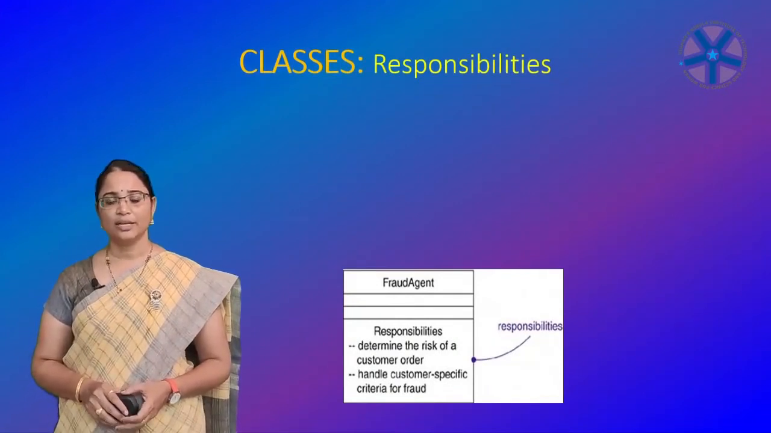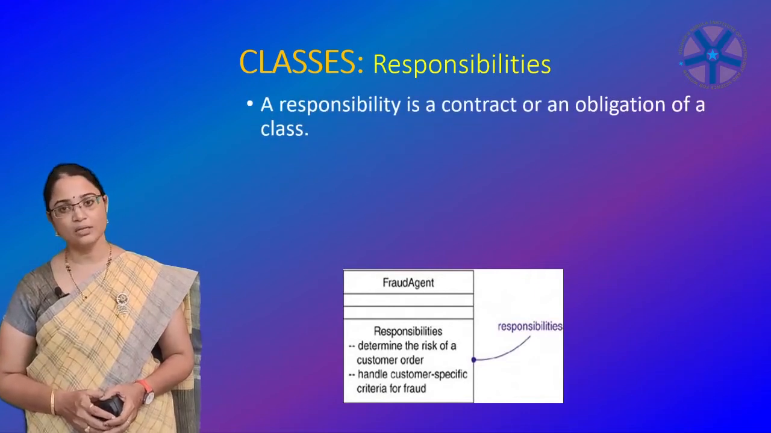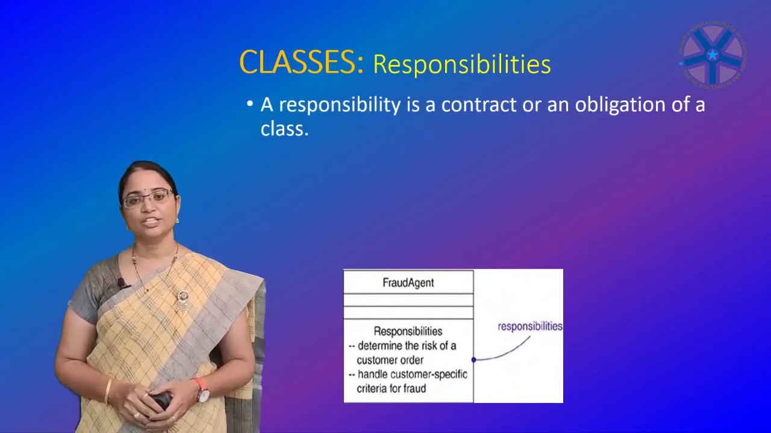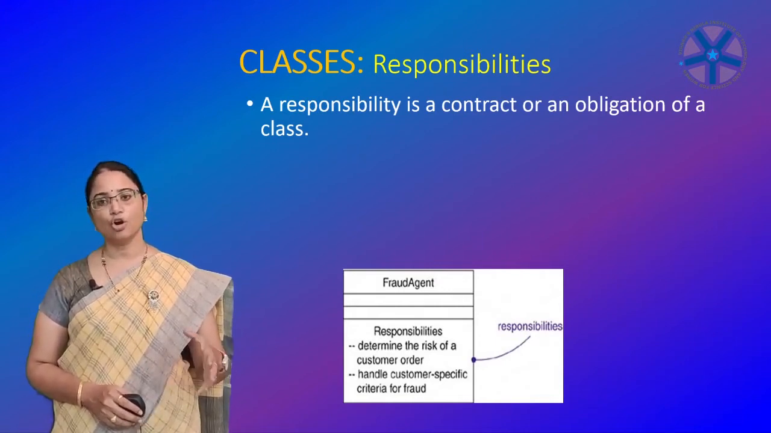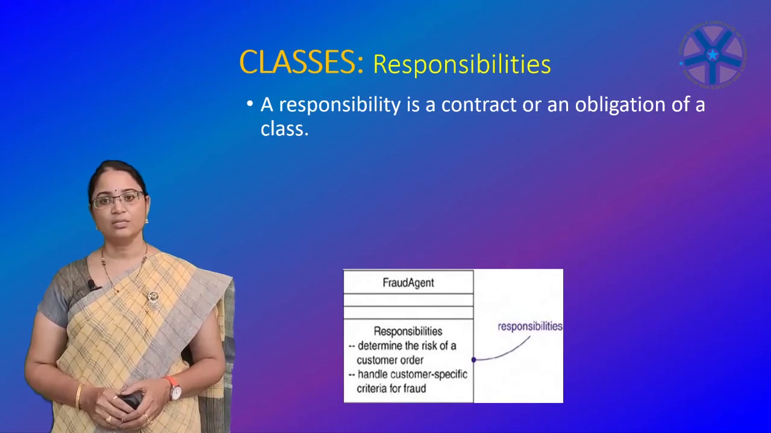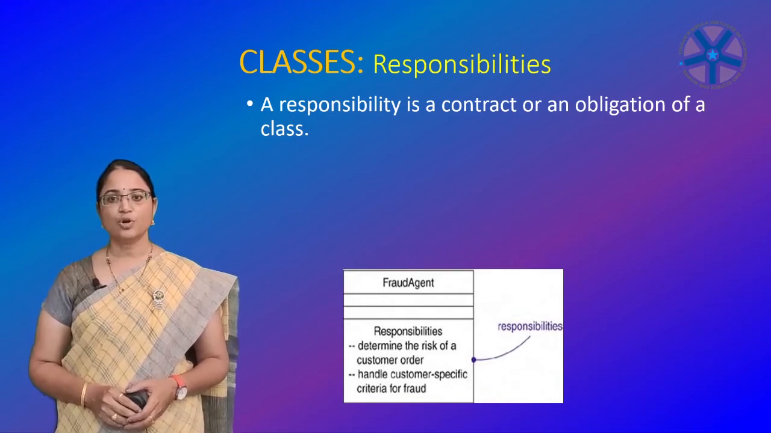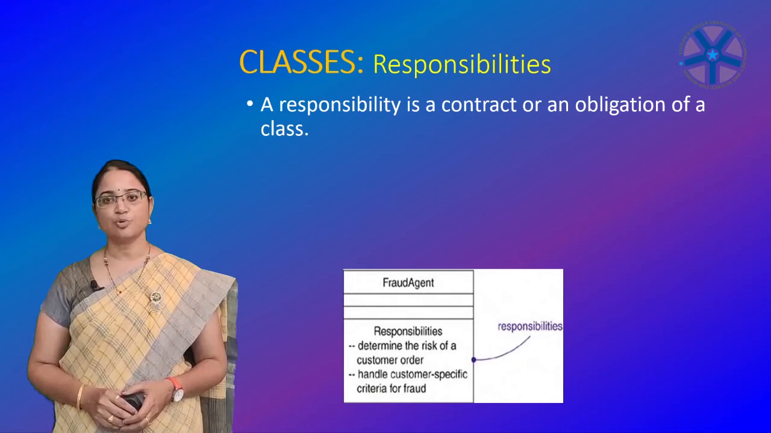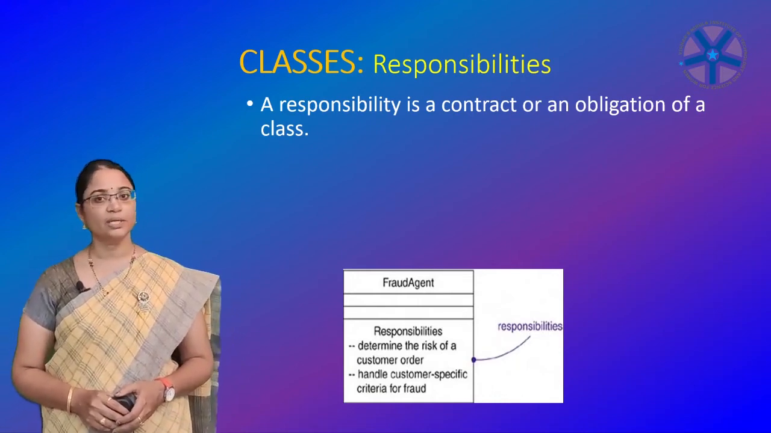Coming to the next one, that is responsibilities. This is the optional part, and a responsibility is a contract or obligation of a class. When you create a class, you are making a statement that all objects of that class have the same kind of state and the same kind of behavior. At a more abstract level, these corresponding attributes and operations are just the features by which the class's responsibilities are carried out. Here you can see the figure in the PPT.